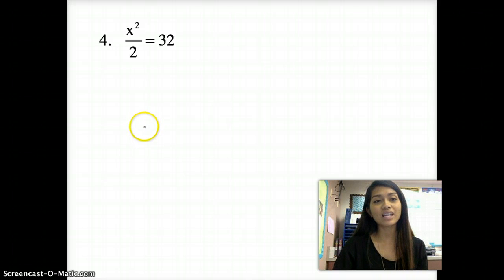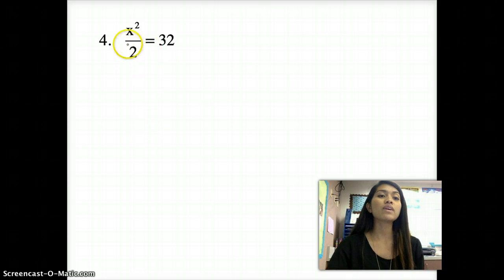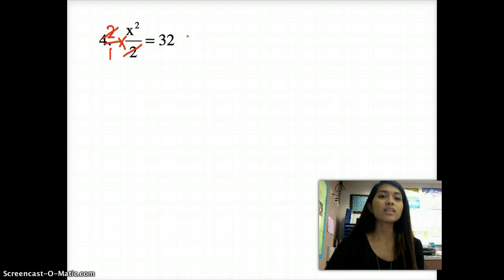By identifying the operation as division, I can now do the inverse operation to get rid of the 2. If I'm dividing by 2, the inverse operation would be to multiply by 2. Notice here, I'm putting 2 over 1 because then I can see how the 2's cancel each other out. I'm going to multiply by 2 on this side, and it's going to leave me with x squared equals 64.